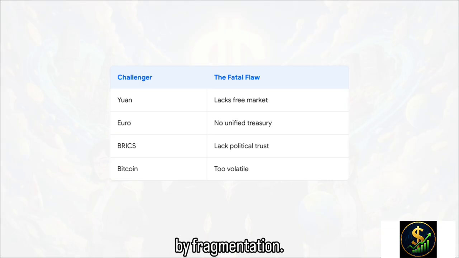The euro is held back by fragmentation. You have 20 nations sharing money with no unified fiscal treasury. The proposed BRICS currency struggles with deep political distrust among its own members, like those ongoing border disputes between India and China. And what about Bitcoin or crypto? Well, they are simply too volatile. Central banks are managing the life savings of entire nations. They require extreme stability, not an algorithm that can drop 50% in a single month. So, right now, there just isn't a viable alternative to the dollar.